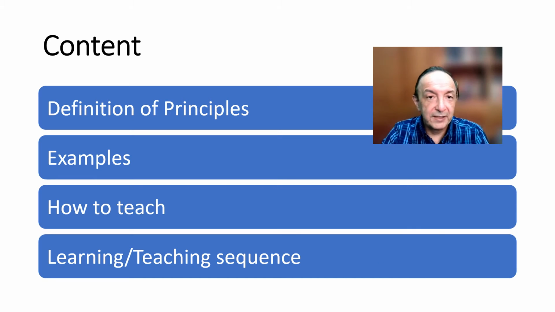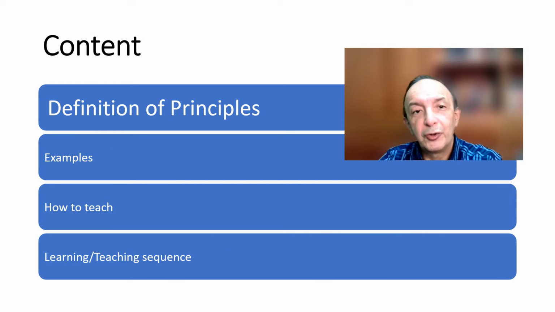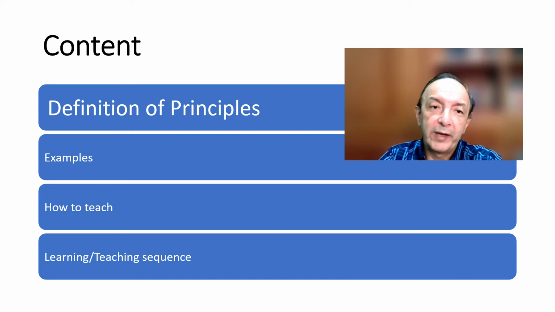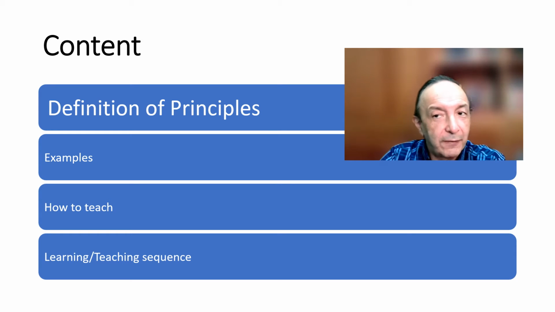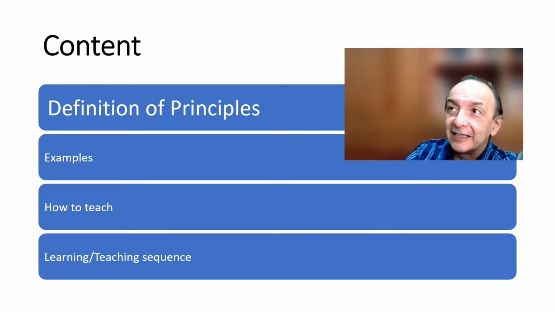In order to achieve these goals, we will go through this content: definition of principles, different examples, how to teach them, and the learning and teaching sequence. I'm sure you remember, do no harm. It is invoked when debating the use of an intervention that carries an obvious risk of harm, but a less certain chance of benefit. How can we define the characteristics of this kind of knowledge?